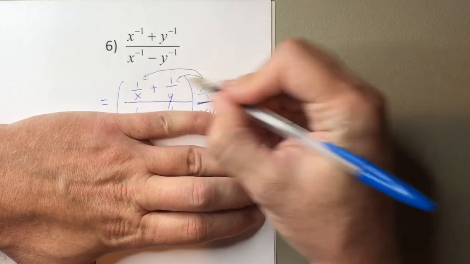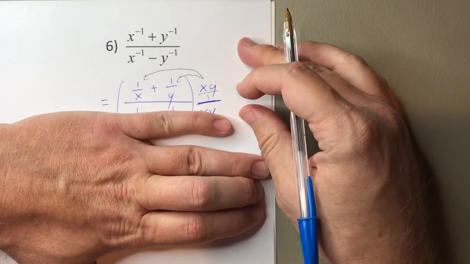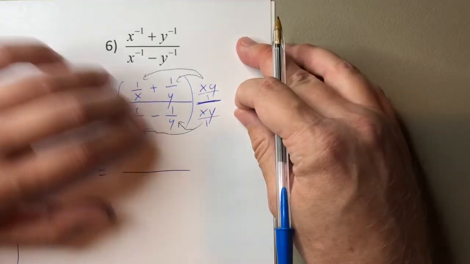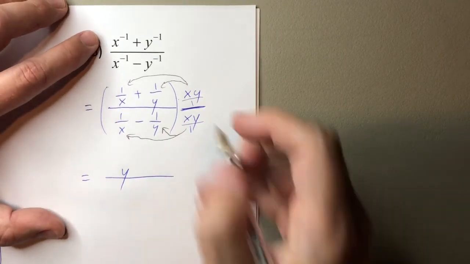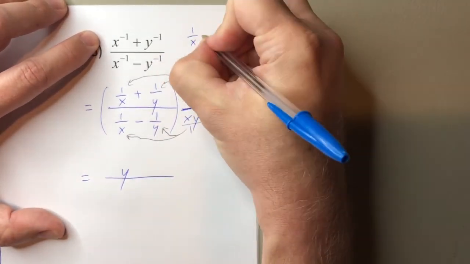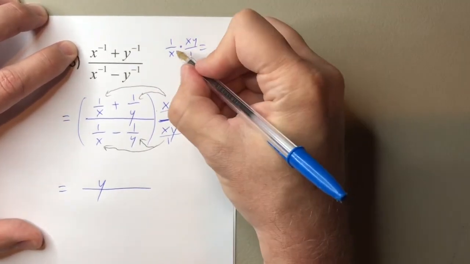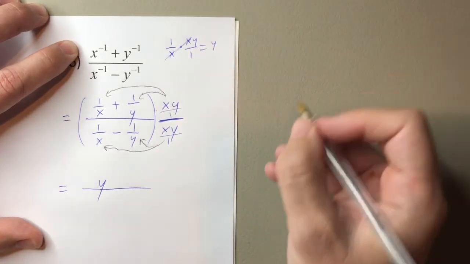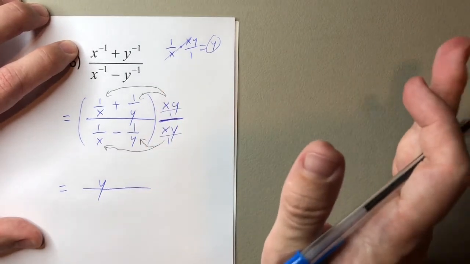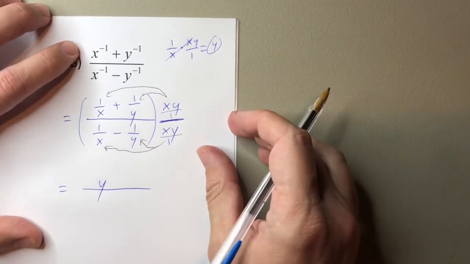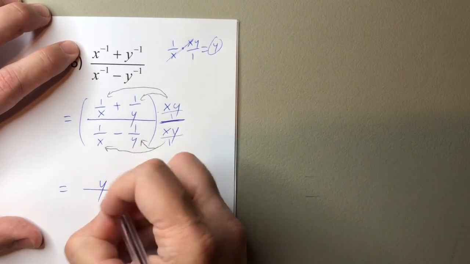So what's 1 over x times xy? Think about that. 1 over x times xy. That's just y. Okay? Here's what I'm saying. 1 over x times xy. The x's cancel. And you just get y. Okay? Again, if you have questions or concerns, please reach out to me. That's what I'm here for. All right, what's 1 over y times xy? y is canceled and you get plus x.